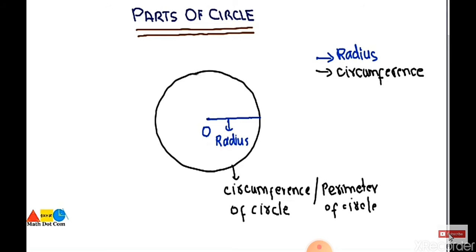The next part of the circle is the diameter of the circle. Now what is diameter? First of all, I have to label it as diameter. So the red color represents the diameter. Diameter basically is any straight line segment that passes through the center of the circle and whose end points lie on the circle. So keep this in mind that the diameter should pass through the center of the circle.